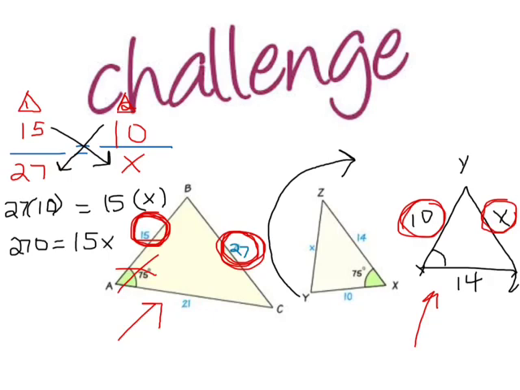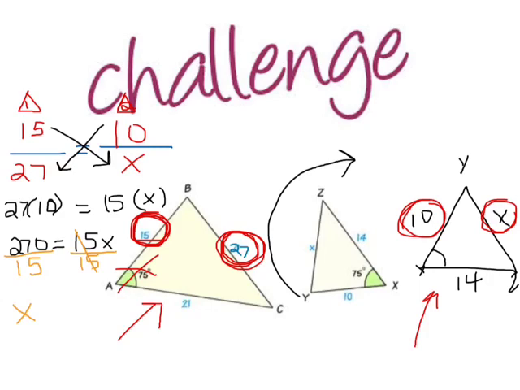Now I need to isolate my variable. I'm going to change colors again so you see that. To isolate my variable, I divide by the number that's with it. So I got to get rid of the 15, and I do the same thing to the other side. So my answer is going to be 270 divided by 15.